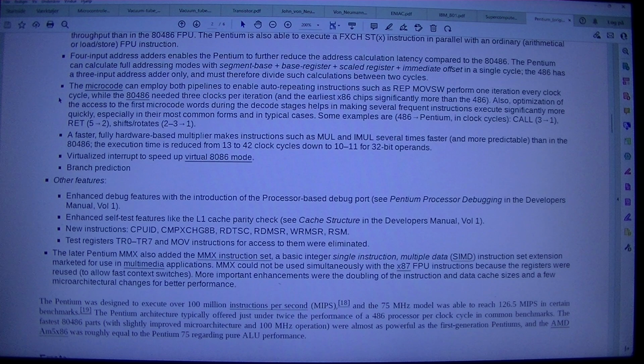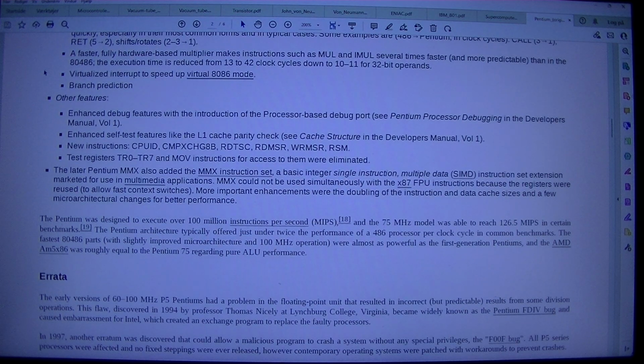Also, optimization of access to the first microcode words during the decode stages helps in making several frequent instructions execute significantly more quickly, especially in their most common forms and in typical cases. Some examples are, 486 to Pentium, in clock cycles: CALL 3 to 1, RET 5 to 2, shifts/rotates 3 to 1. A faster, fully hardware-based multiplier makes instructions such as MUL and IMUL several times faster, and more predictable, than in the 80486. The execution time is reduced from 13 to 42 clock cycles down to 10 to 11 for 32-bit operands.